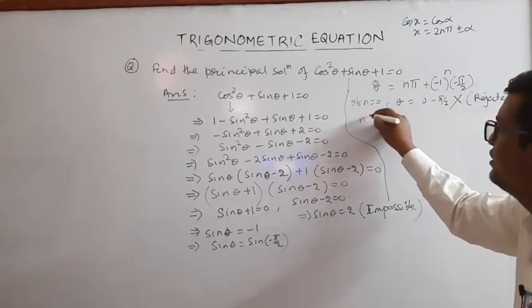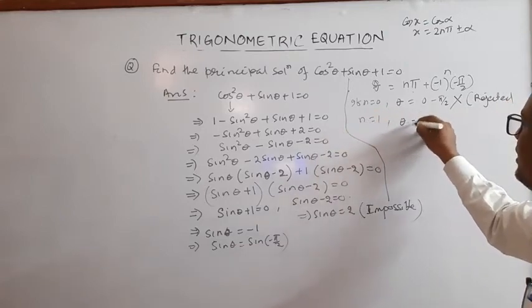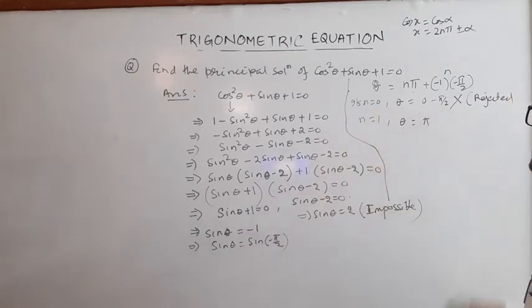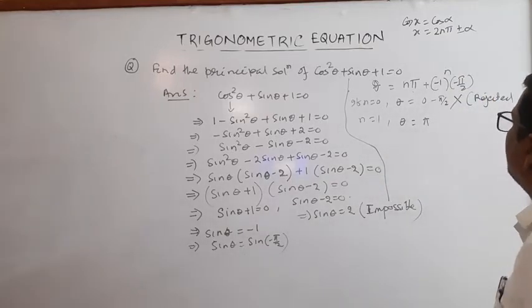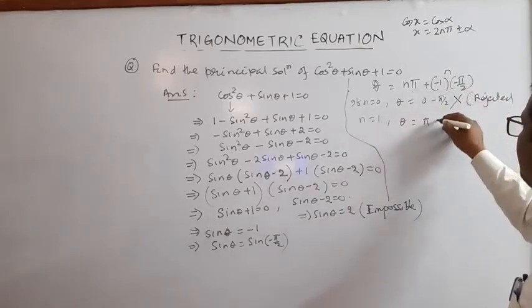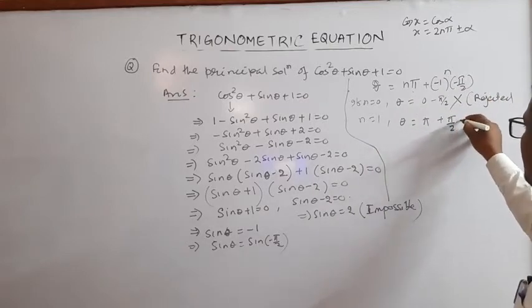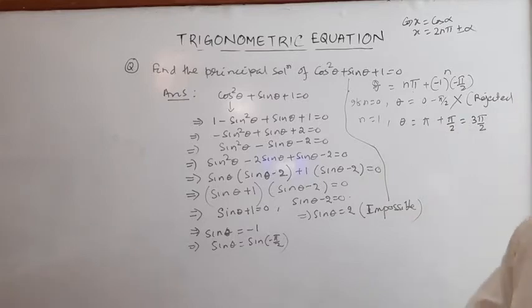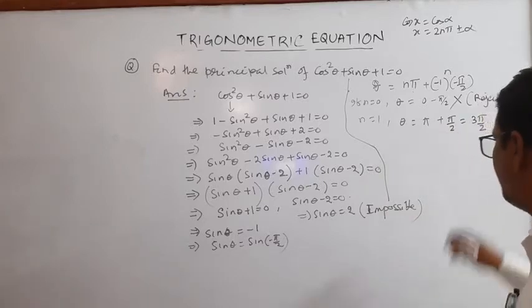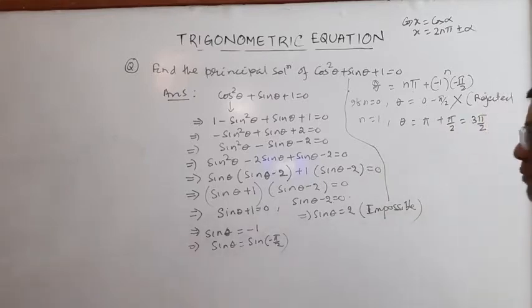If n is equal to 1, theta is equal to pi plus minus 1 to the 1, that is minus 1, times minus pi by 2. This is pi plus pi by 2, that is 3 pi by 2. Yes, it belongs to the restricted interval 0 to 2 pi.